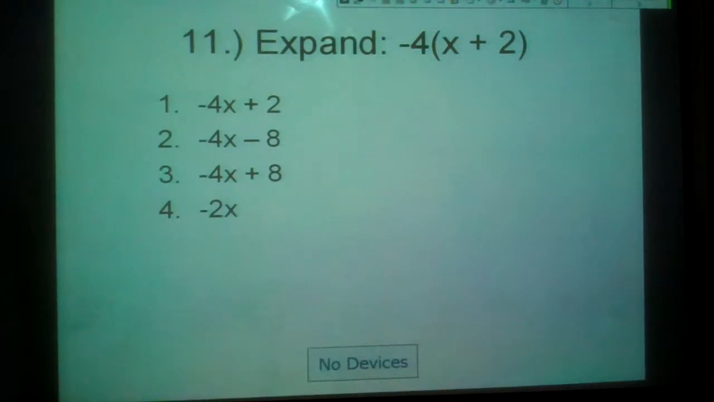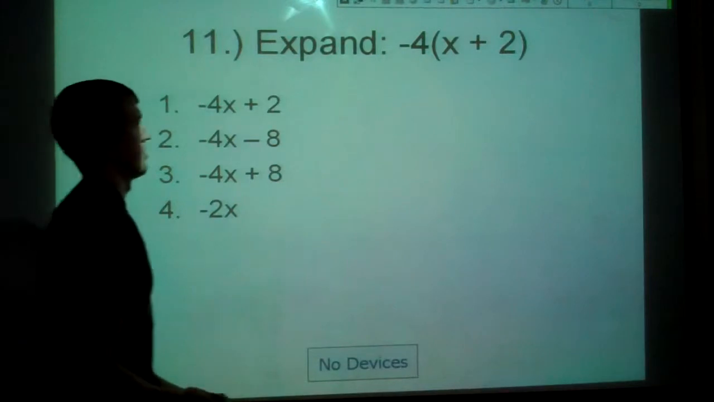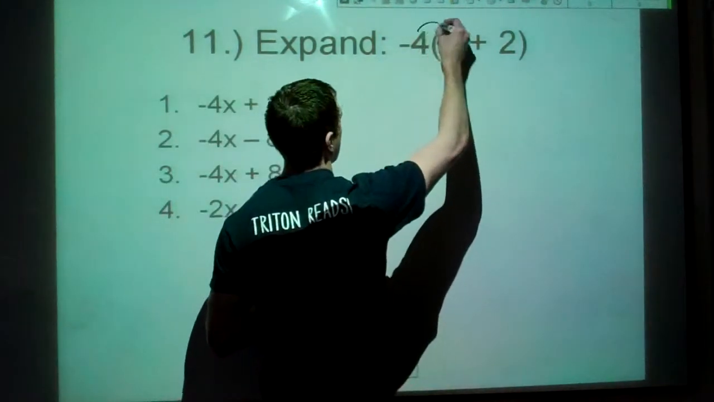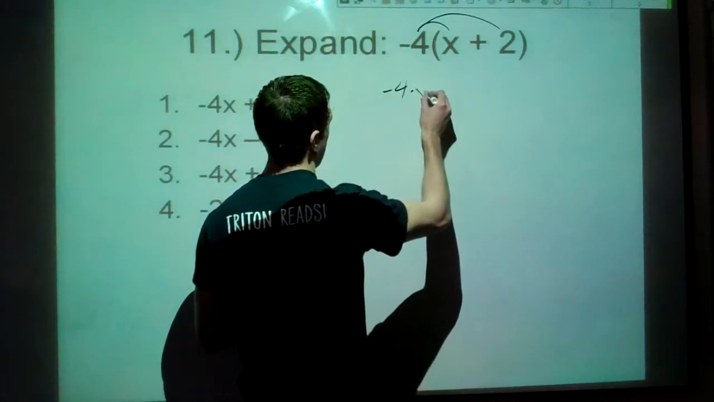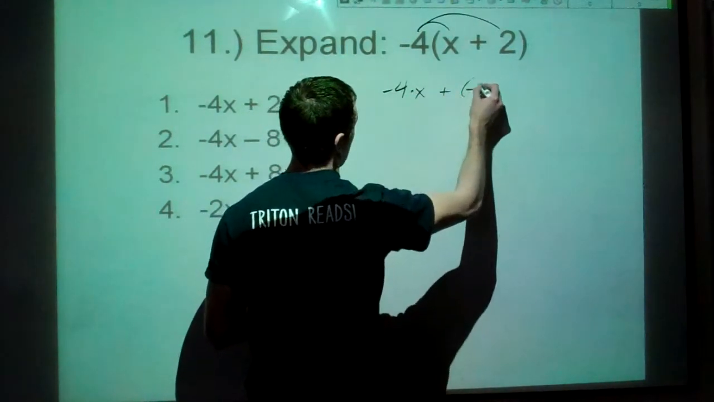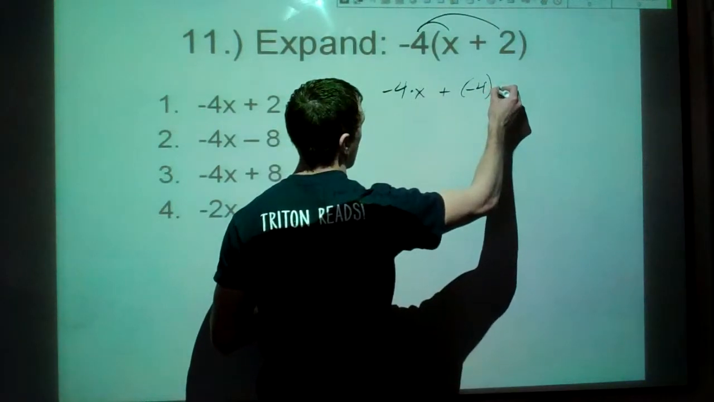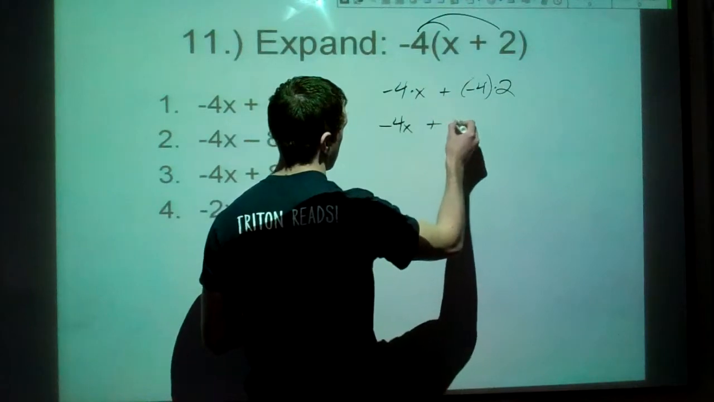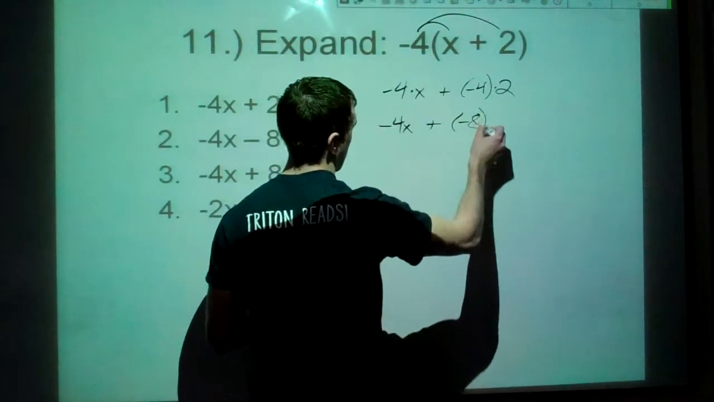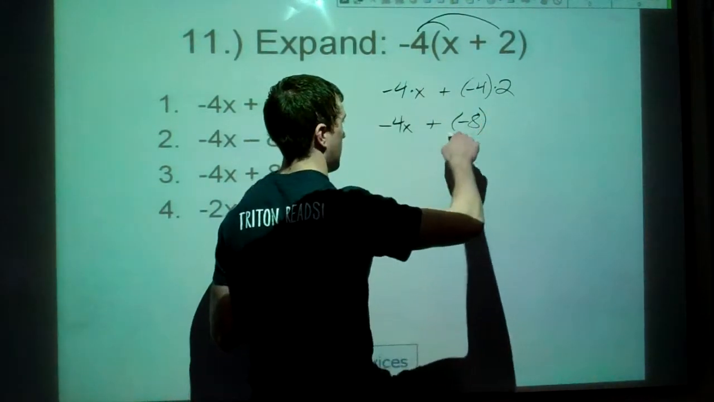And this one we said we would expand, so -4 is distributed to the x and to the 2. So that's -4 times x plus -4 times 2. This is -4x plus -8. Negative times positive is a negative.